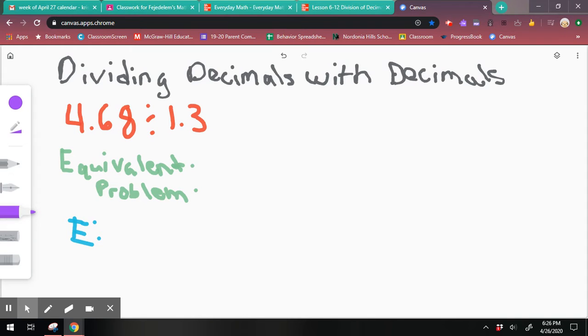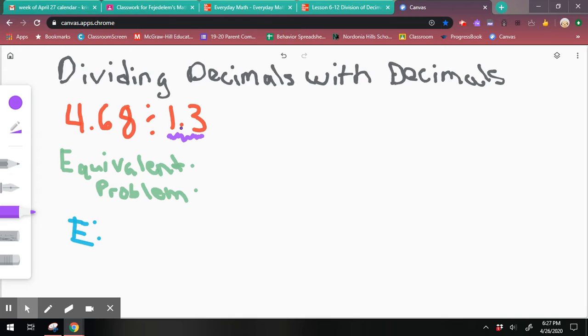Okay, so in lesson 611, you divided decimals with whole numbers. This is lesson 612, where we are going to be dividing decimals with decimals. So that means we have an extra step. If you look at our problem, it's 4 and 68/100 divided by 1 and 3/10. So 1 and 3/10 is our divisor, and it's a decimal number.